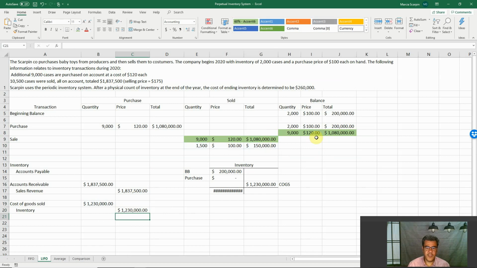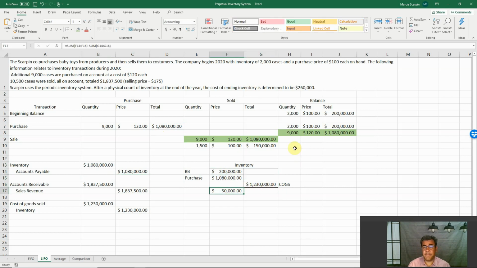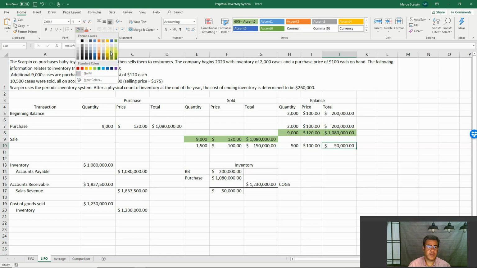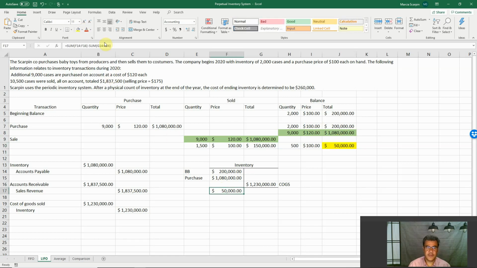230 inventory here. Oh, and we need to record our purchase. Sorry, inventory 180. Accounts payable 1,080,000. So here in our T account, debits and credits, our ending balance must be $50,000. Let's do it. 2,000 less 1,500. Our price 100. We have here our 50,000. That is the same as our T account, so it is right.